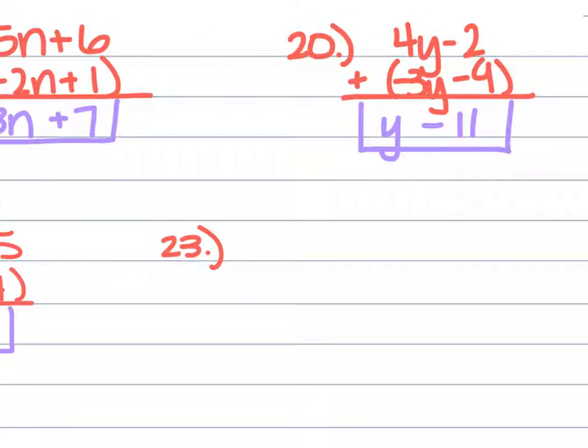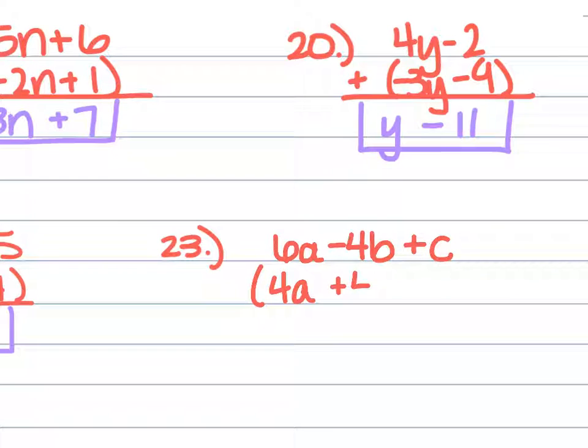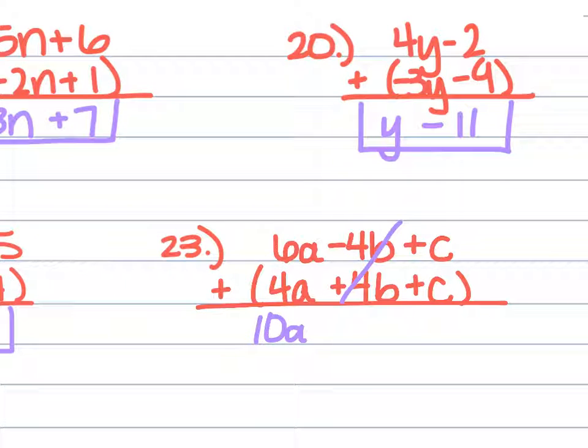For 23, we have 6a minus 4b plus c, as well as 4a plus 4b plus c. And we're adding these. So 4a plus 6a is 10a. The negative 4b plus 4b cancels out, and the c plus c gives us 2c. So 10a plus 2c.